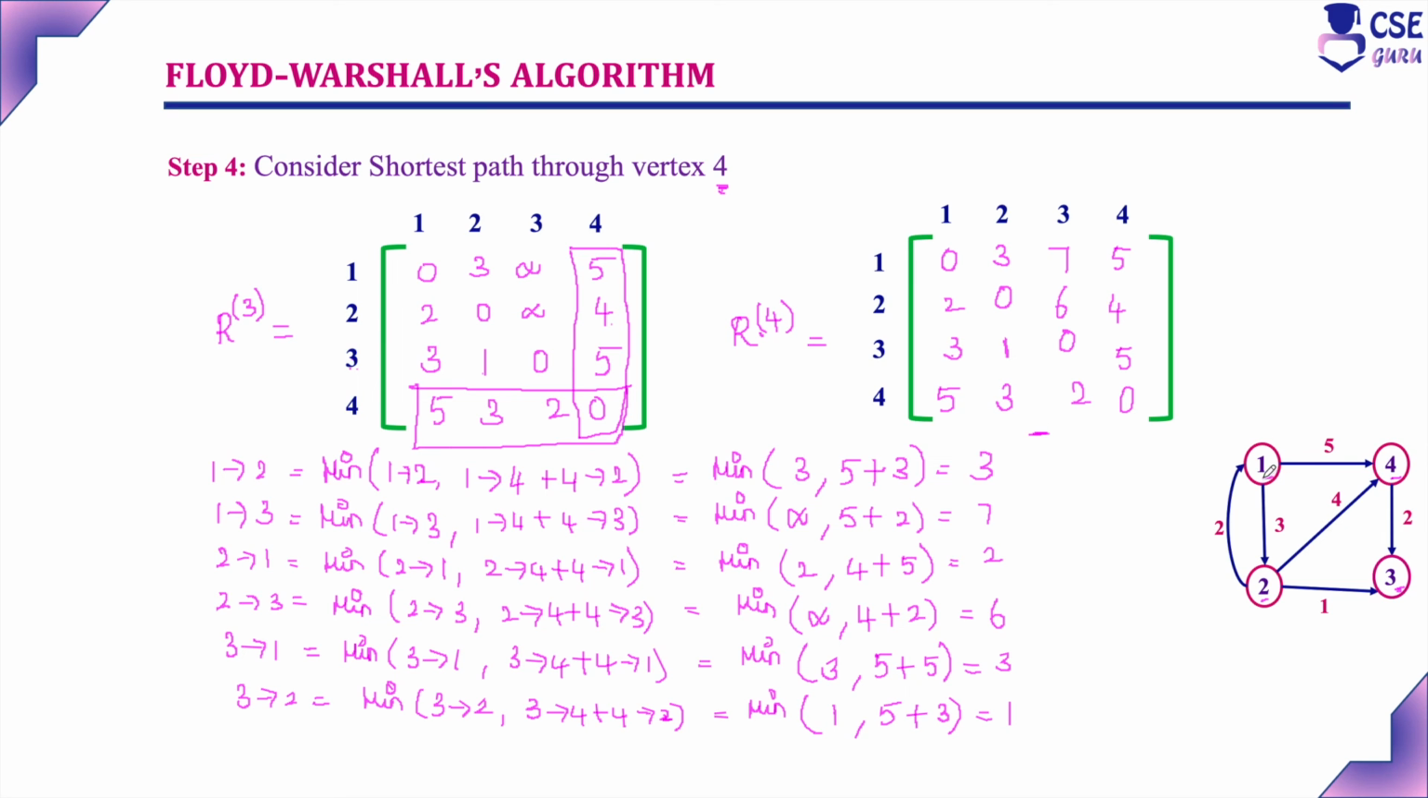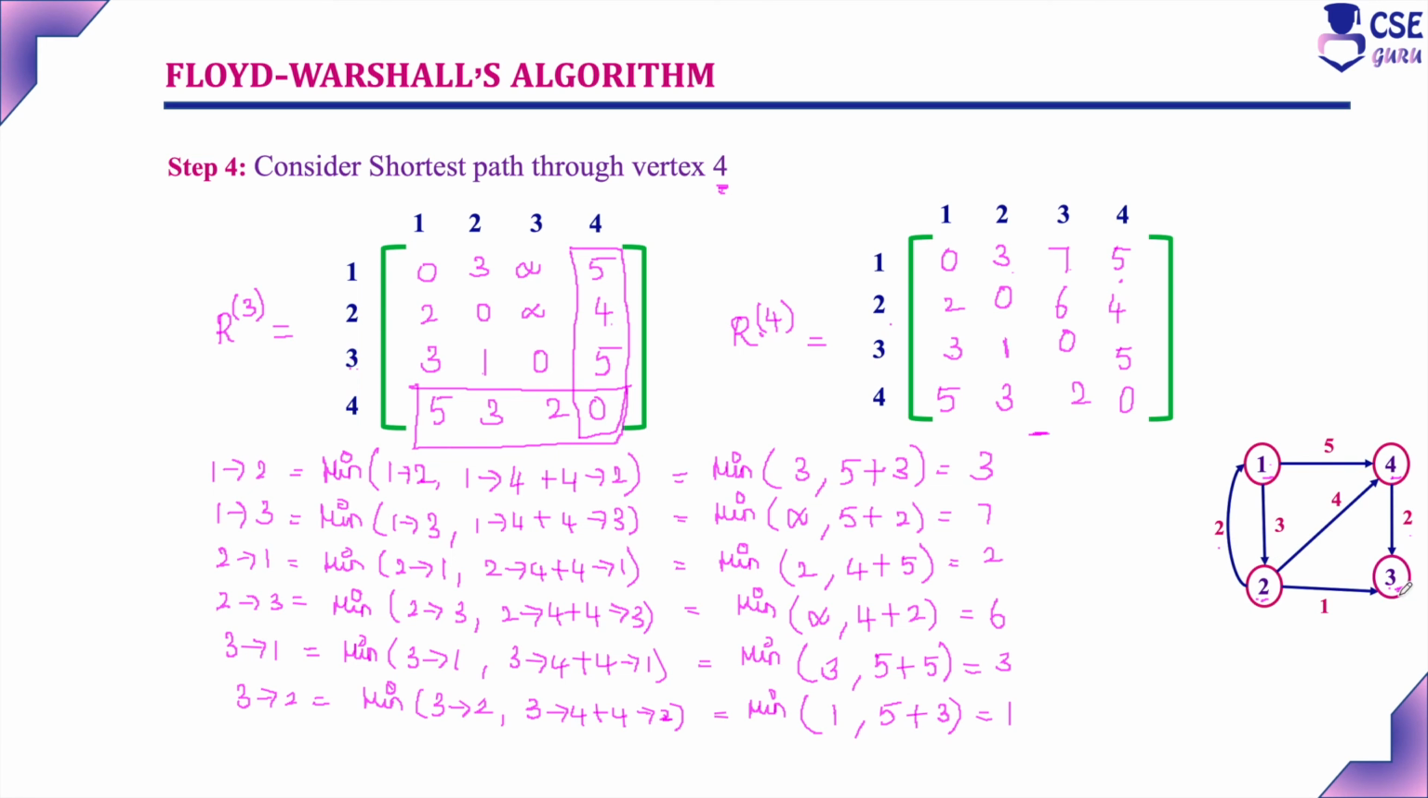So the shortest path from 1 to 2 is 3. And 1 to 3, there is no direct path. Through the vertex 4, we need to consider. So 1 to 4 and 4 to 3, the distance is 7. And 1 to 4, there is a directed path and its distance is 5. This is minimum. And 2 to 1, there is a directed path and its distance is 2.